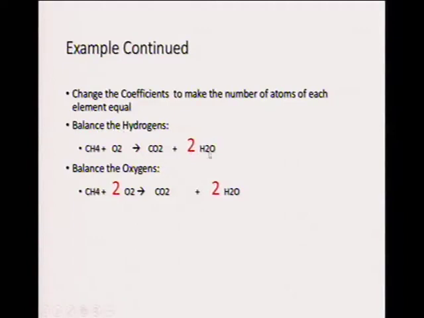You can put a 2 in front of water. Then you have 4 hydrogen atoms and 4 hydrogen atoms. Now if you count, we have 2 oxygen atoms plus 2 oxygen atoms, there are 4. Now here there will be 4 also in the products as well as in the reactants. Then our equation is balanced.